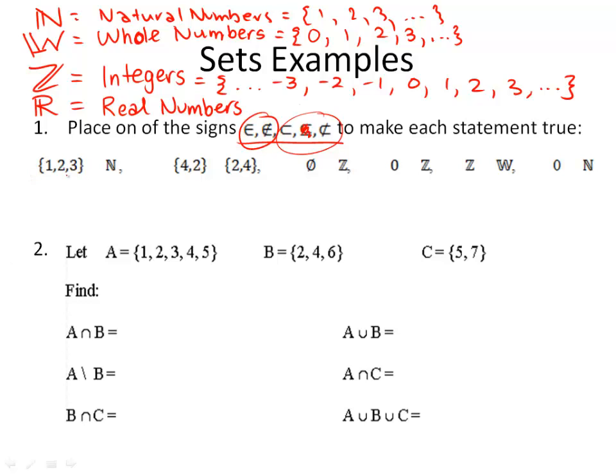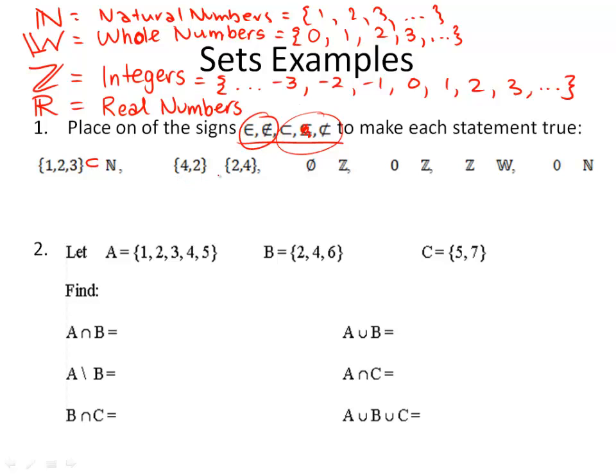So in the first problem, you have a set of 1, 2, and 3. So you cannot use the element symbols. You need to use the subset symbols. So we're checking, is this set a subset of the natural numbers? So is {1, 2, 3} contained in {1, 2, 3, and on}? Well, yes, it is. So therefore, it is a subset. It is contained within the natural numbers.